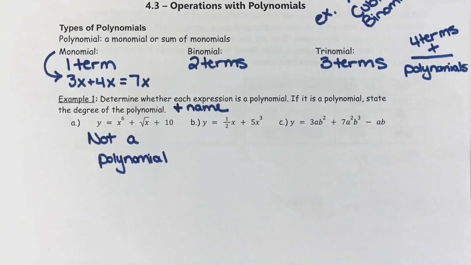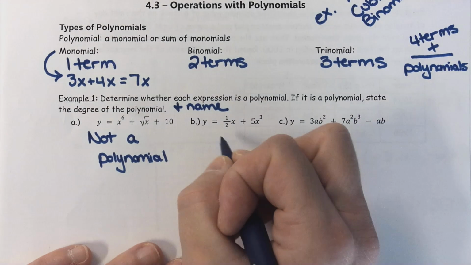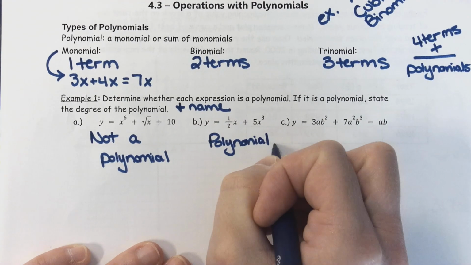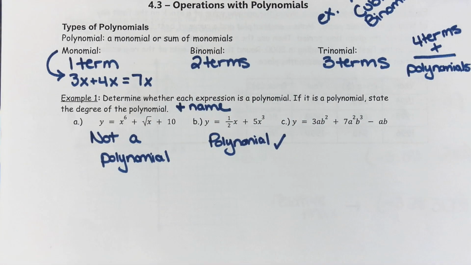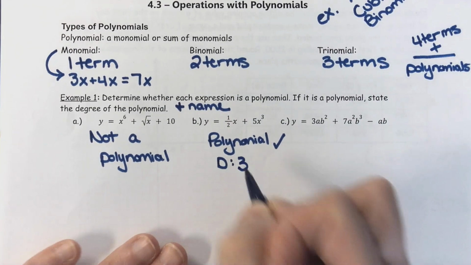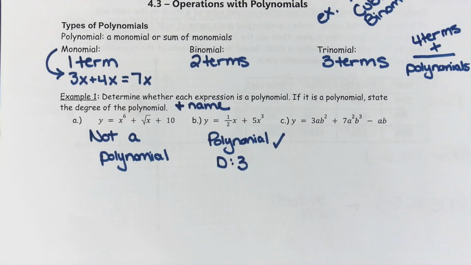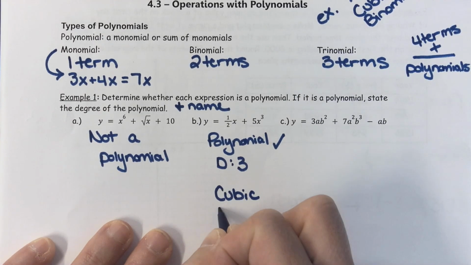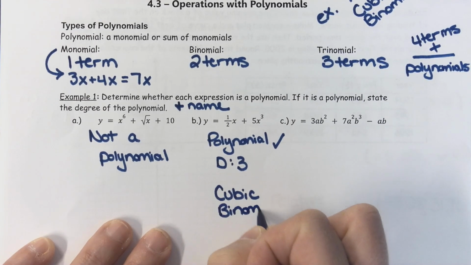Okay, go to part B. Is it a polynomial? Yes. So it is a polynomial, so that's good to know. Polynomial, check. It is one of those. If it is a polynomial, then we want to state the degree. What is the degree? 3. It's the biggest exponent. So it is cubic. So when we go to give it a name, it is a cubic binomial. Good.